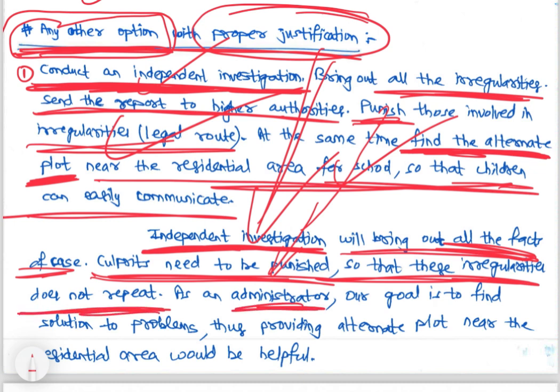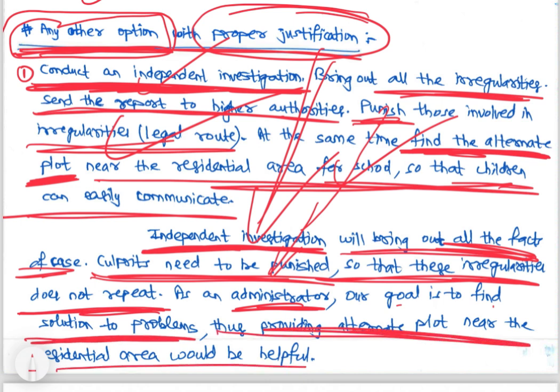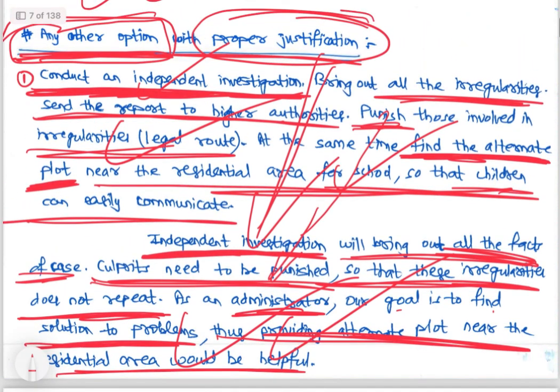As an administration, our goal is to find solutions to the problems. Thus, providing an alternate plot near the residential area would be helpful, right? So this is the option and its justification.